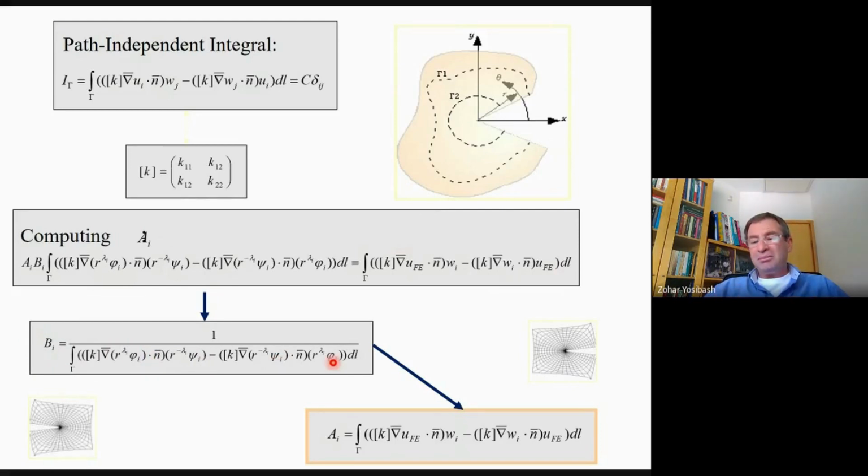So from the practical point of view, all I have to do is take the finite element solution along a path, and the path can be a circular one for convenience. Take the derivative of the finite element solution, plug them in this integral, compute that integral, and the result would be this coefficient for which I'm interested in.